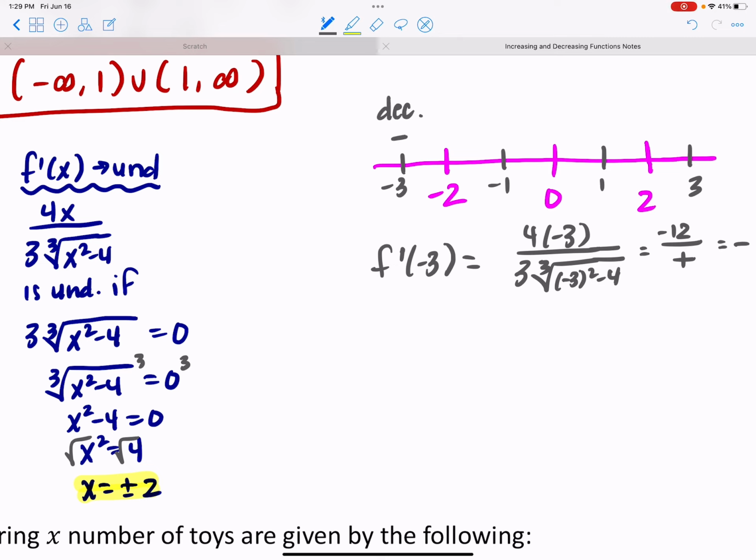And then I'm going to pick negative 1, I said. So f prime of negative 1. And the same thing. Nope, not the same thing.